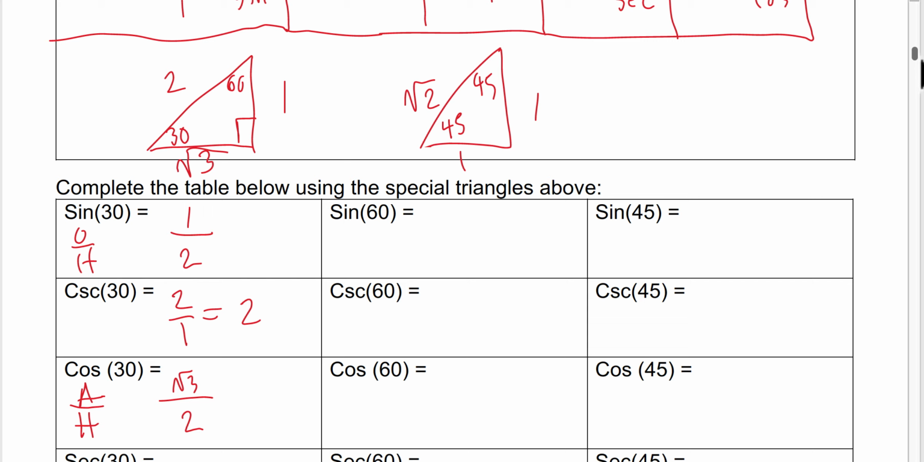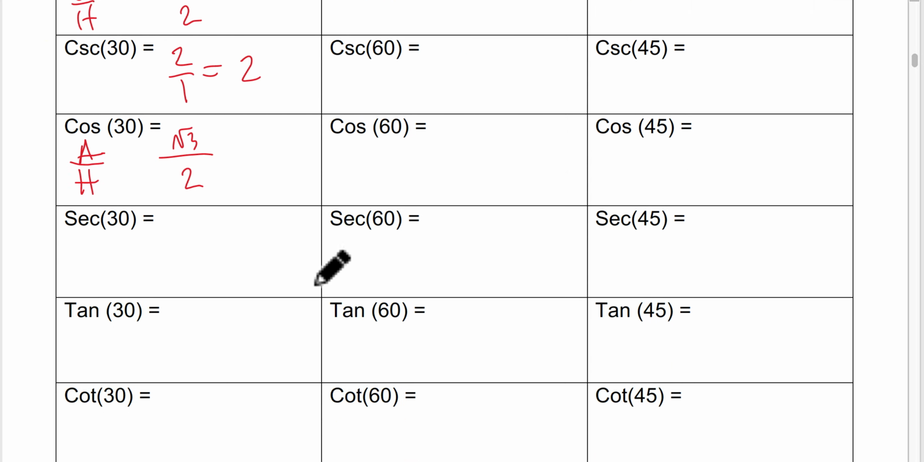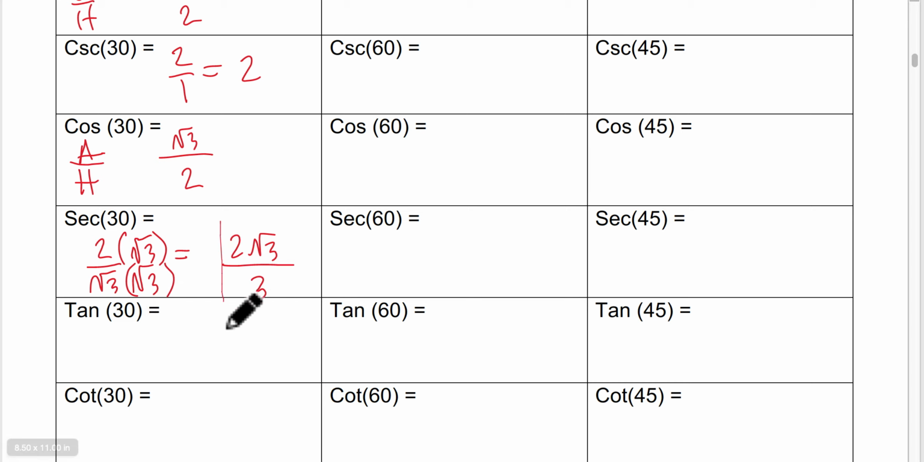So what about the secant? My secant is going to be the flip of that, which is 2 over radical 3. But do we leave our final answers in this format? You're right. We've got to rationalize that denominator. I'm multiplying by radical 3 on the bottom and radical 3 on the top. And I'm going to get 2 radical 3, and then on the bottom, radical 3 times radical 3 gives us 3. And that's it. Let's do one last one.